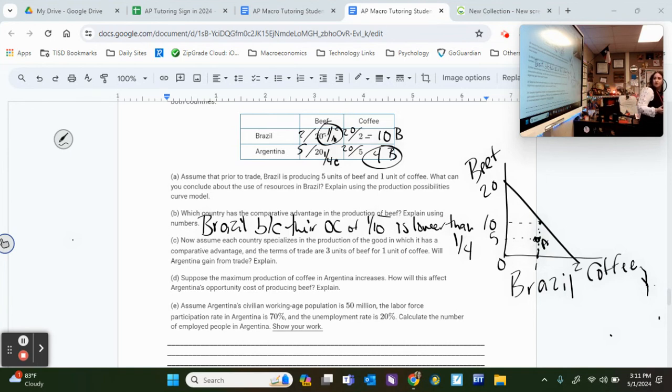All right. Let's try to attempt C. C is another terms of trade one. So it says, now assume that each country specializes in the production of goods in which they have a comparative advantage. If the terms of trade are 3 units of beef for 1 unit of coffee, will Argentina gain from the trade, and explain? You can't just say yes or no. Your explanation has to be right for you to get credit. So attempt letter C.